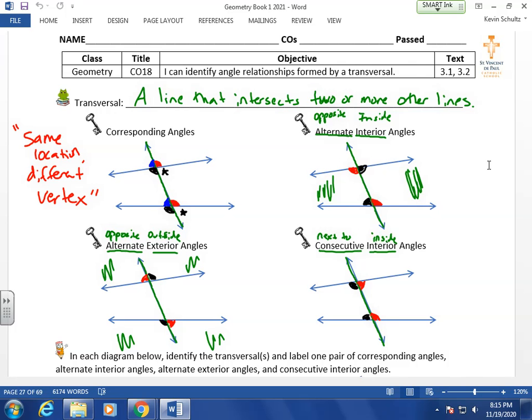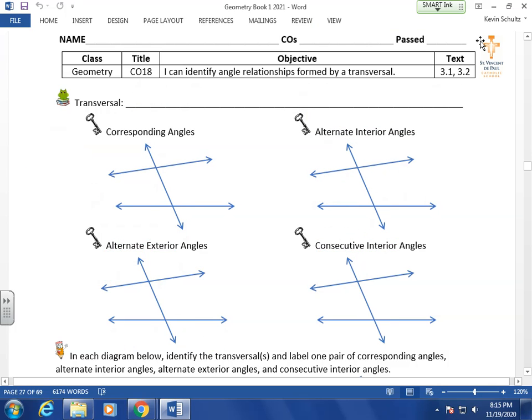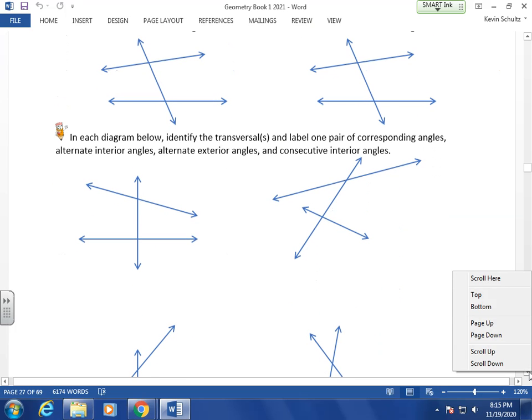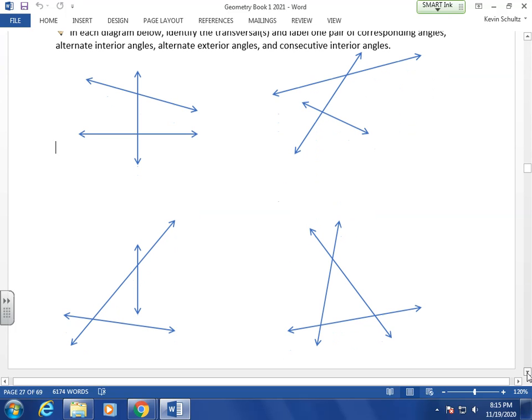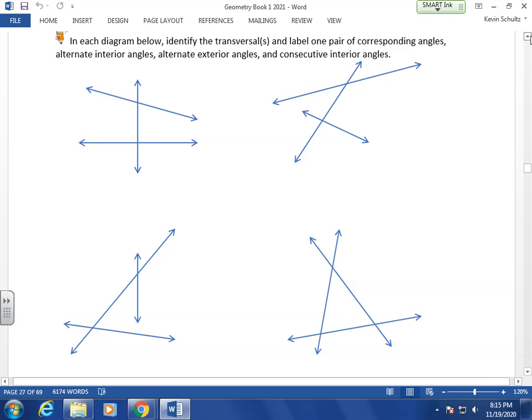So the bottom part of this page is going to be identifying them in diagrams. It says in each diagram below, identify the transversal or transversals, could be more than one, and label one pair of corresponding angles. I'm going to label my corresponding angles in red. Alternate interior angles, I'll do that in green. Alternate exterior angles, I'll do that in blue. And consecutive interior angles, I'll do that in black. And I'll also identify my transversal in black as well. Okay.